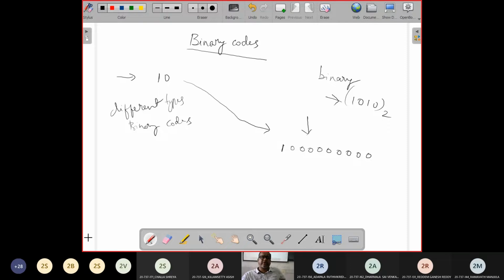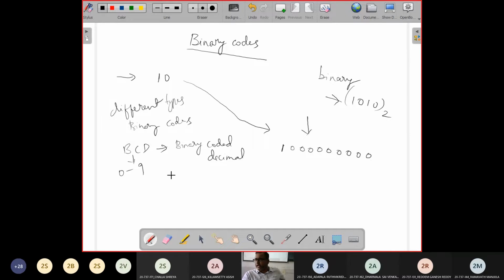Another binary code which you already know is BCD. What is BCD? Anybody? The expansion of BCD is binary coded decimal. Using BCD representation, I can represent numbers between 0 to 9. All the numbers between 0 to 9, I can represent using a BCD code.